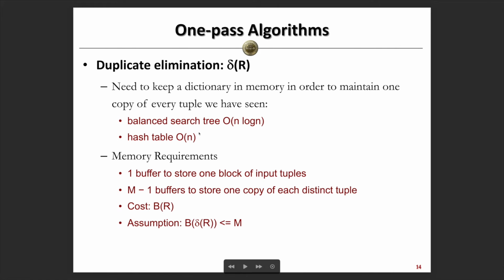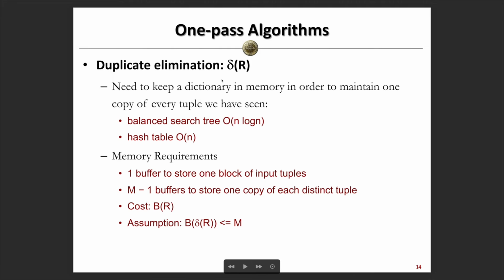For example, if we plan to use a balanced search tree to maintain such a dictionary, to keep records of all the copies of the tuples we have seen before, and we have n tuples to be stored, then the time cost for searching inside this tree will be about big O n log n. However, if we are maintaining a hash table for the dictionary, then the cost will be about big O n instead. So it can be either big O n log n or big O n, depending on the data structure. This is the time cost for maintaining such a dictionary in memory for the duplicate elimination operator.